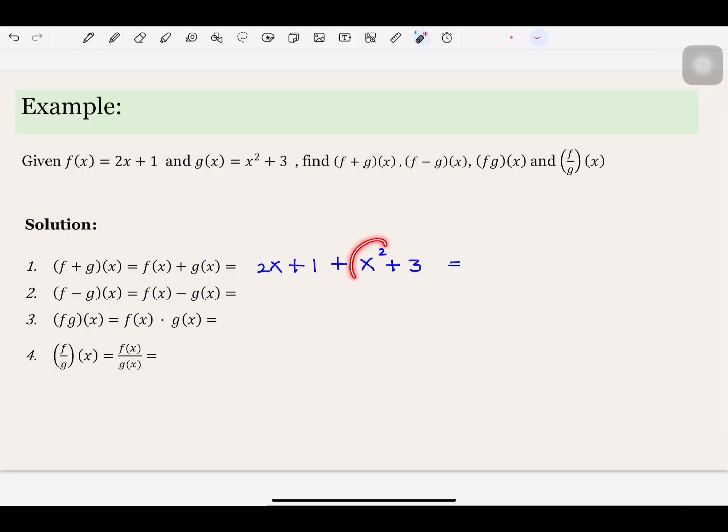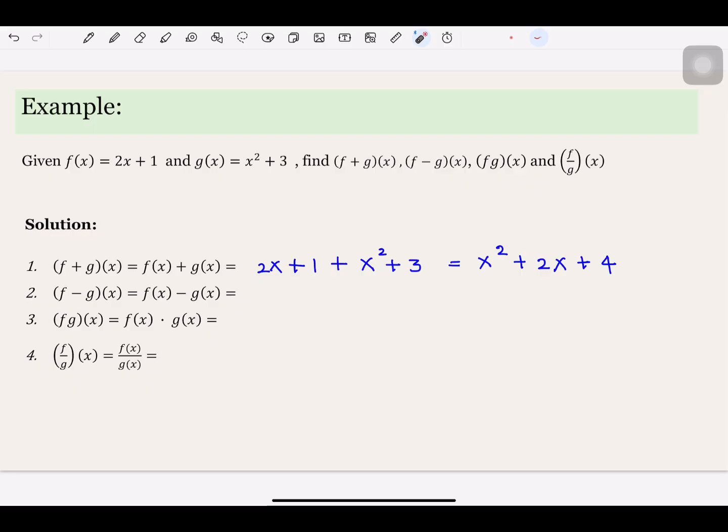So we have x squared over here. We don't have any other x squared terms, so I'm going to write it as it is. And then there are no other terms with x, so I'm going to write that as 2x. And then I have two constants. I'm going to add the two constants together, which is plus 4. So this function over here gives you the sum of f(x) and g(x).